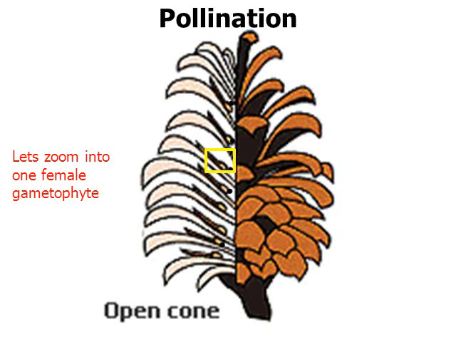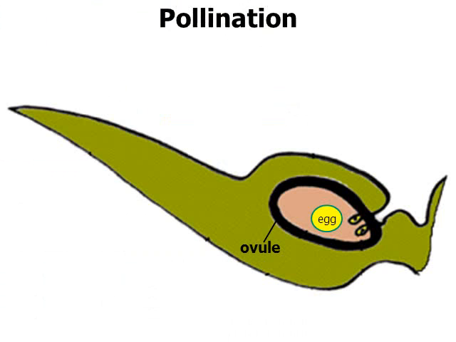But let's zoom on into one single female gametophyte. See that flashing yellow box? Let's zoom on in there and take a closer look. And when we do, here's what we see. One individual scale, and we see that the black outlines what is known as the female ovule. And the ovule is simply the outer boundary of the female gametophyte.